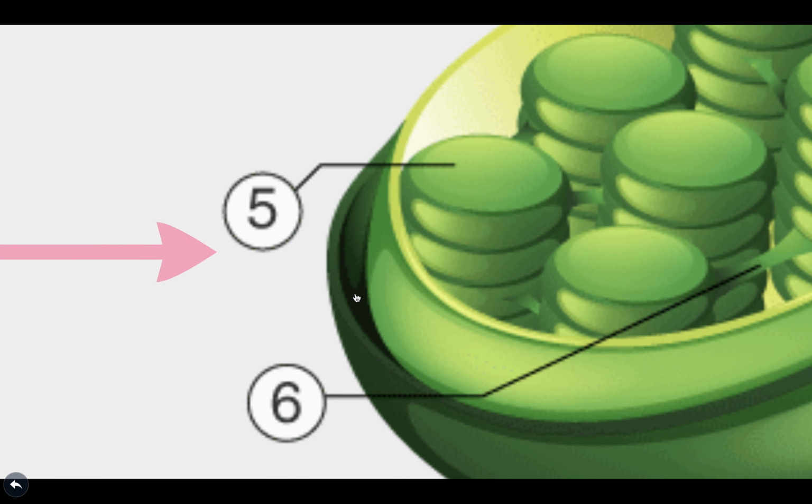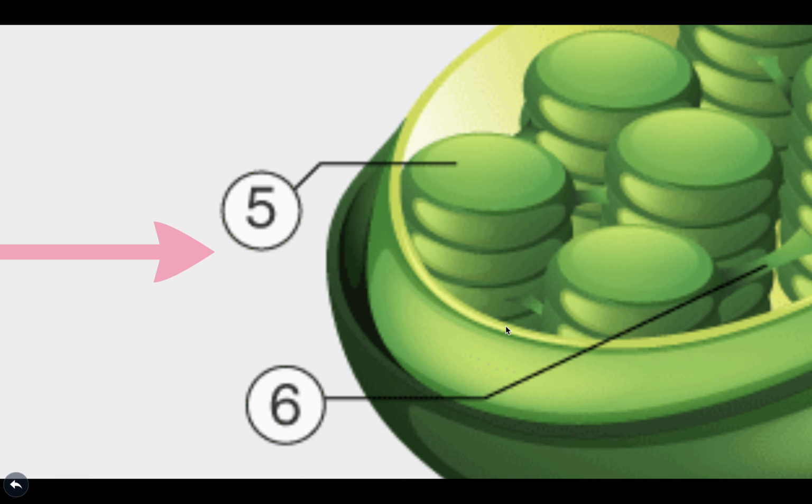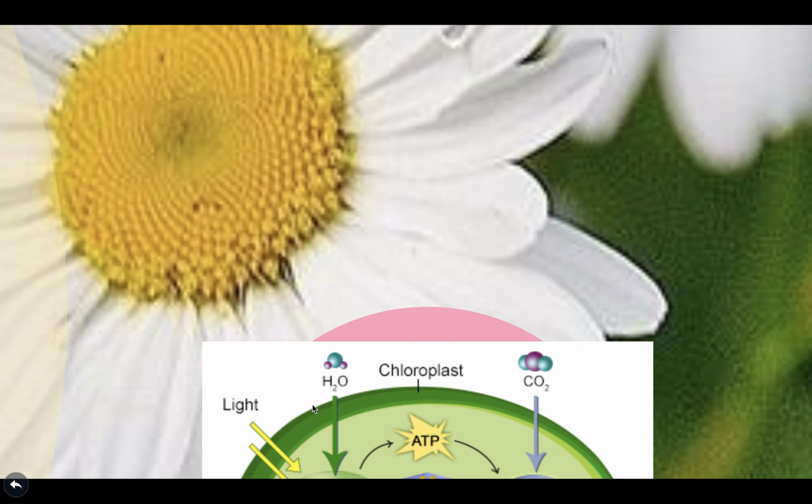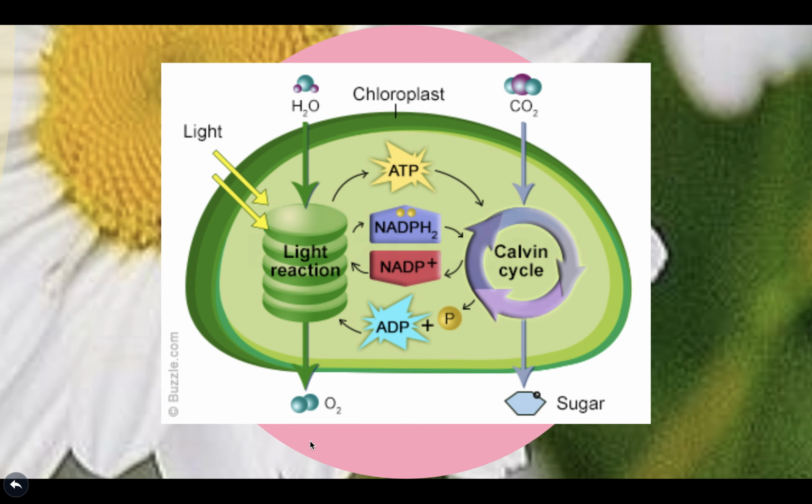Thylakoids are commonly found in stacks as shown here. These are called granum stacks. The stroma is the fluid that surrounds these granum stacks. Photosynthesis consists of 2 types of reactions, light reactions and dark reactions. The light reactions take place in the thylakoid, and the dark reactions take place in the stroma.